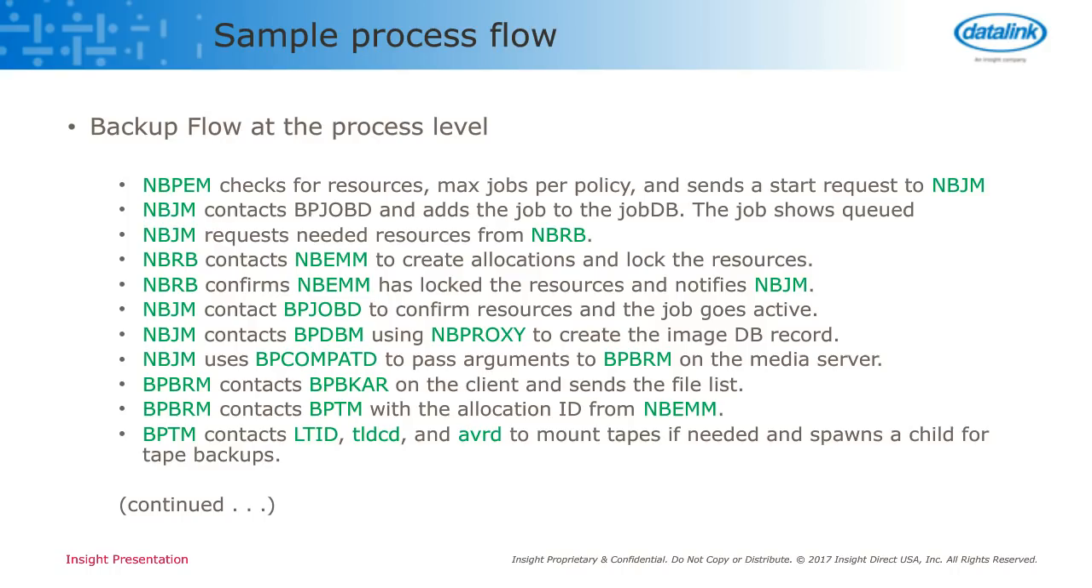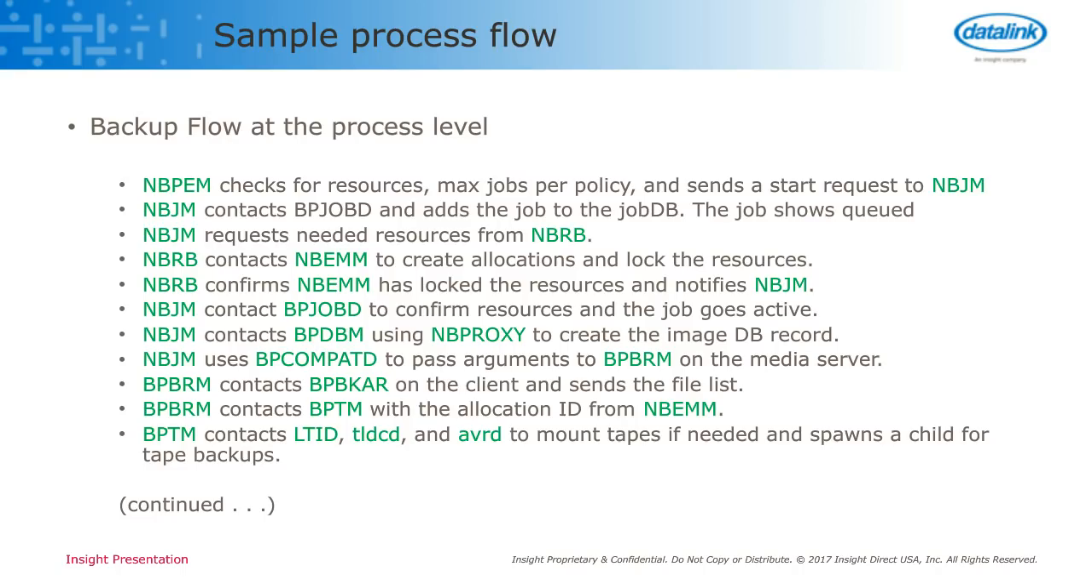So we'll start off with the NBPEM process. This is the Policy Execution Manager. It's going to check for resources such as the max jobs per policy, which is set in the policy, as well as other throttles that can be in place. For VMware, this is a little bit different. Hyper-V has some throttling, things like that. But this is where it's going to start. NBPEM is going to do that, and it's going to send a start request to NBJM, which is the job manager.